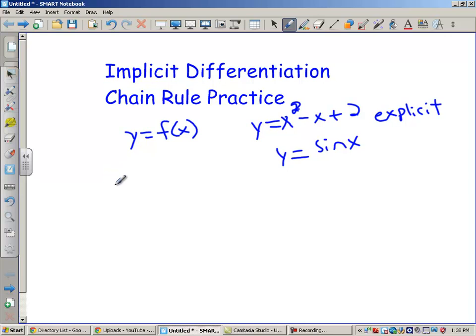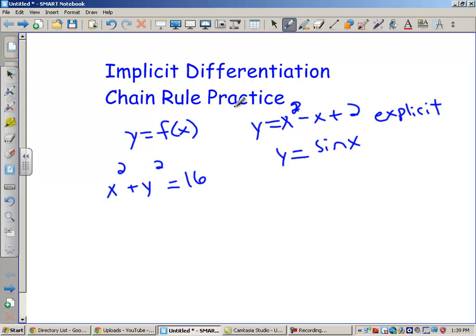Implicit is where you have x's and y's everywhere, like the equation of a circle. X squared plus y squared equals 16. There's the equation of a circle. You couldn't put that in your calculator. You'd have to solve it for y equals and get two versions, and plug in one y1 and one in the other y2. But that doesn't mean we can't find derivatives and find slopes without doing that. So this is what we're going to practice.